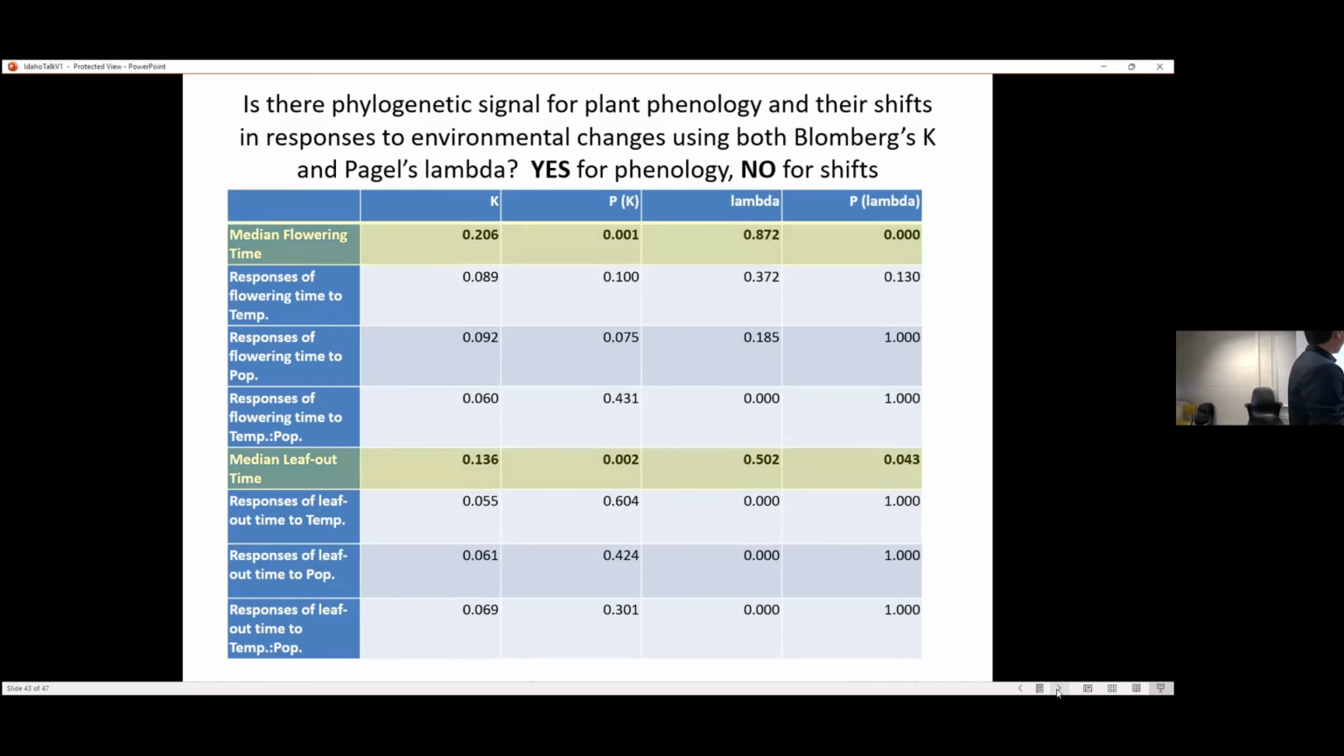We find that the timing itself is conserved for sure. Mean flowering time and mean leaf-out times are relatively highly conserved phylogenetically, but the responses, the sensitivities, are not conserved phylogenetically, which is really interesting and important. Knowing that that's the case, it means we can't just know a few species and assume phylogenetic conservation rules here, which is kind of neat.